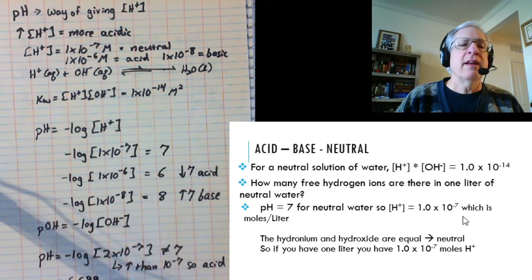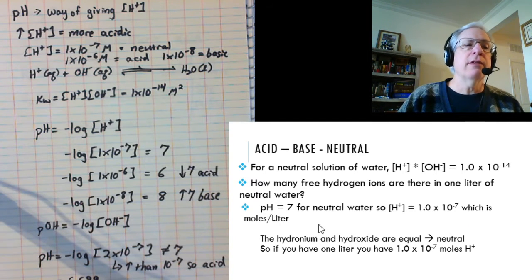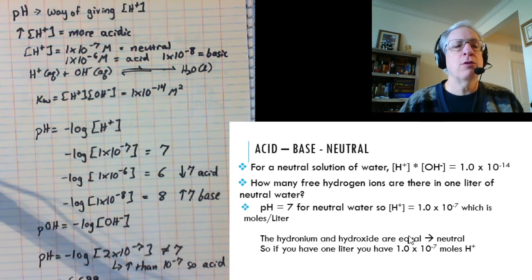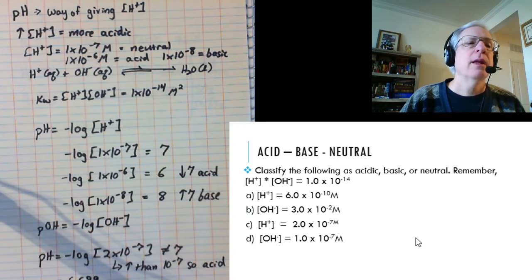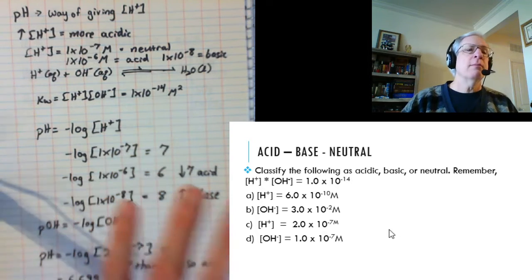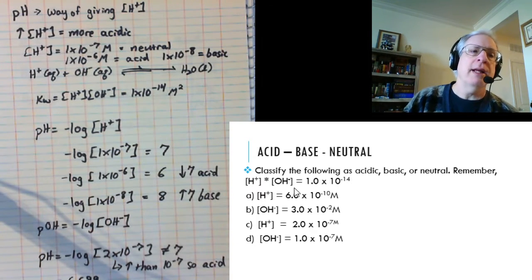But this 1 times 10 to the negative 7th, we have an easier way of doing this, and we call it pH. But first, let me just drill home. When it's neutral, those two concentrations are equal, and they both equal 1 times 10 to the negative 7th. So let's look at some different numbers here before I move on to pH.